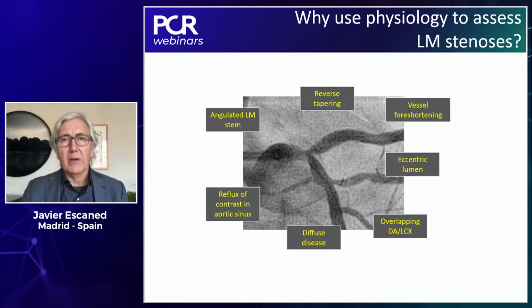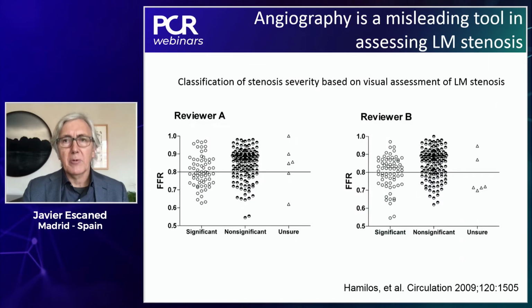On many occasions, you have a spillover of contrast that prevents seeing properly the ostium of the left main coronary artery. You may have problems of being orthogonal to the bifurcation, and you have, of course, the possibility of having diffuse disease in the LAD or the circumflex coronary artery. We're going to address all these challenges that are posed by angiographic assessment of stenosis severity.